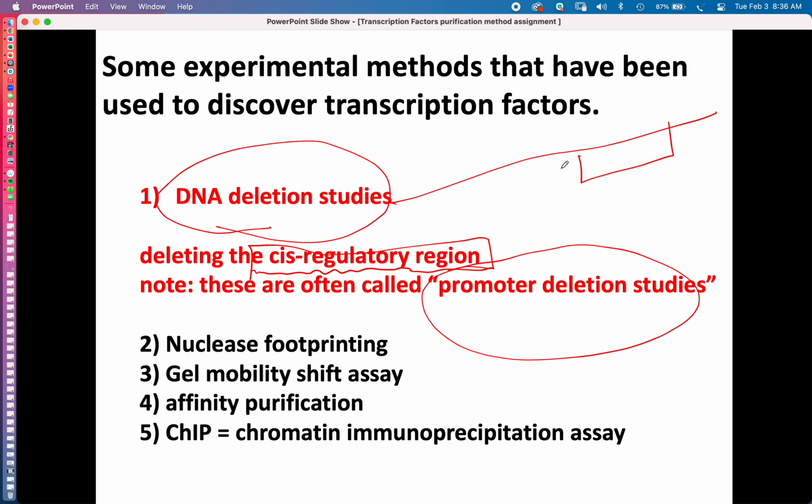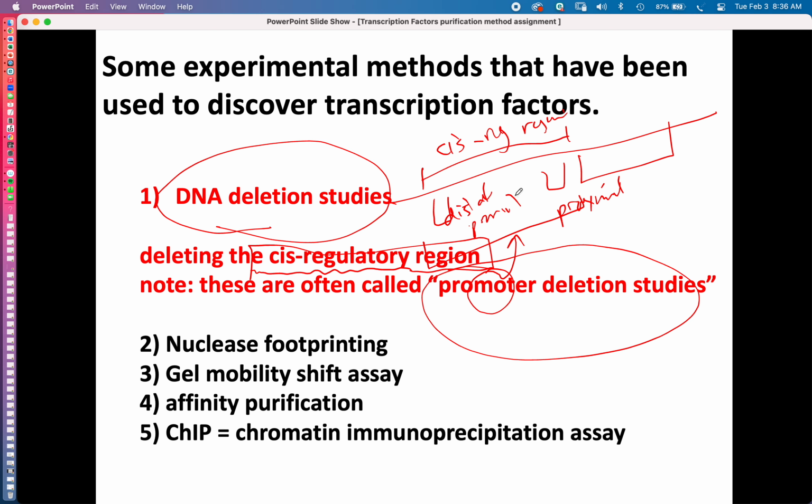So we've got a transcription unit, promoter, enhancer. This is the cis regulatory region. That's the best name for it. But it used to be that some people called this whole thing the promoter, and that's where this came from: we're studying the promoter. They would call this the proximal promoter, which means nearby, and this the distal promoter. Not many people use that today, but these are often called promoter deletion studies, and we shouldn't let that confuse us.